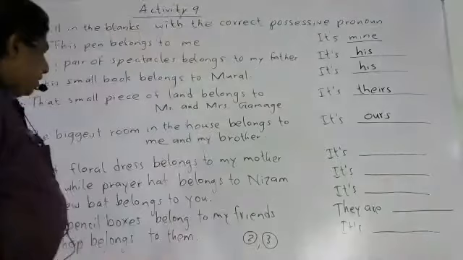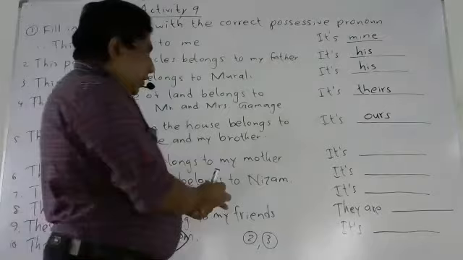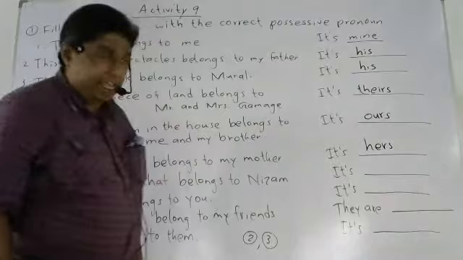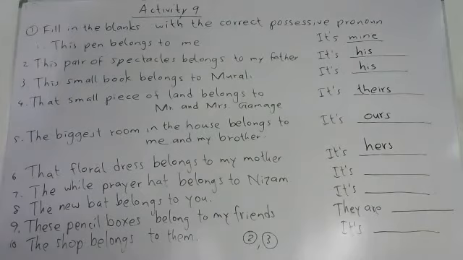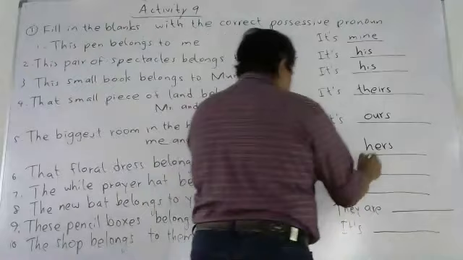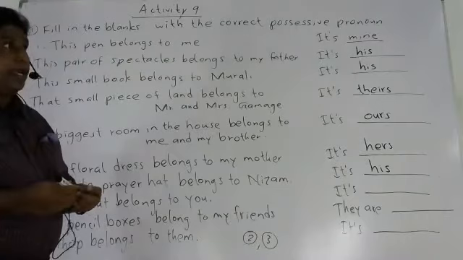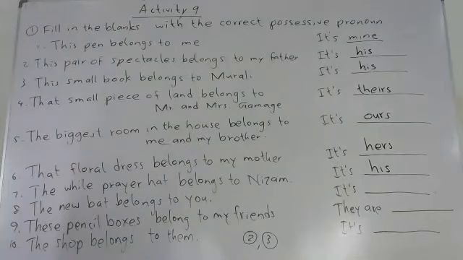And the other one, that floral dress belongs to my mother. It is hers. Yes, very good. It's hers. And the other one, the white prayer hat belongs to Nizam. It's his. Very good. His. The white prayer hat belongs to Nizam. It's his.